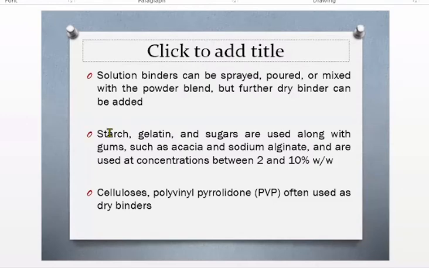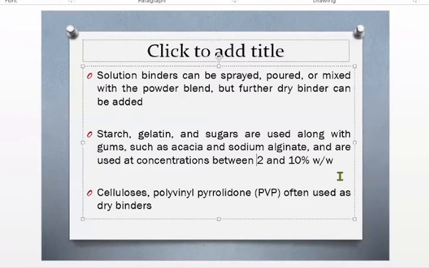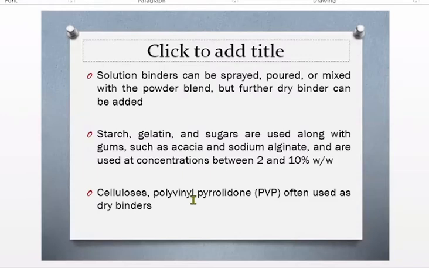You've got starch, gelatin, certain sugars used along with gums such as acacia, sodium alginate. These are polymers which you've already looked at, the gelatin, the starch, sodium alginate, acacia, naturally occurring polymers. These are used as binders at concentrations between 2 and 10% weight per weight. Okay, then you have celluloses, polyvinyl pyrrolidone, which are used as dry binders as well.